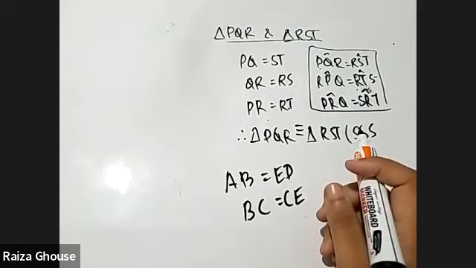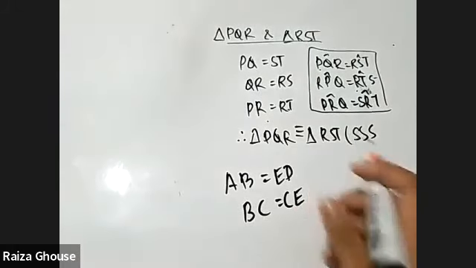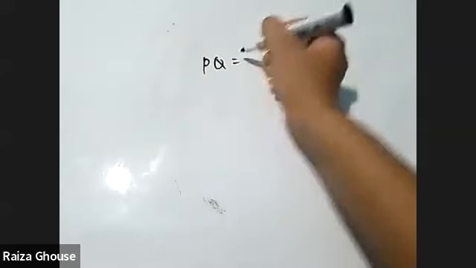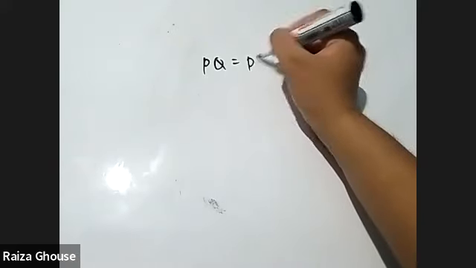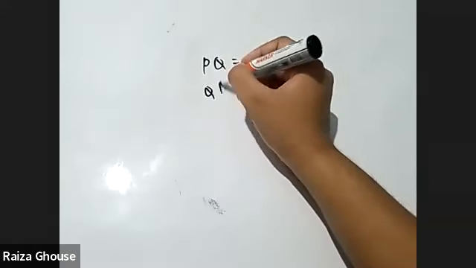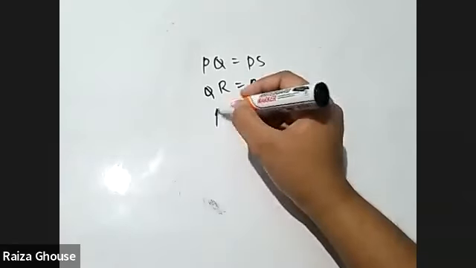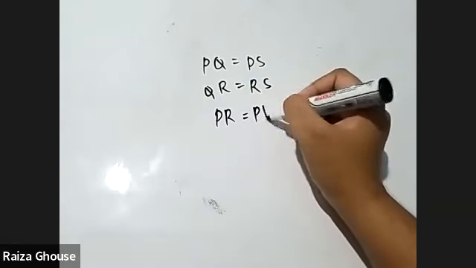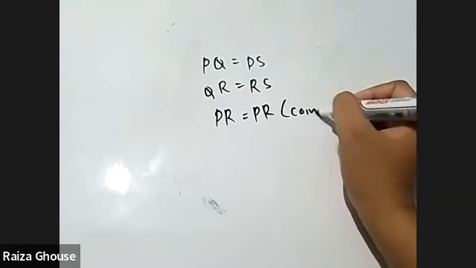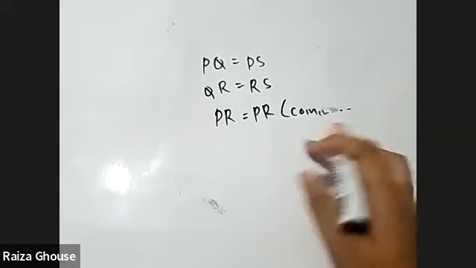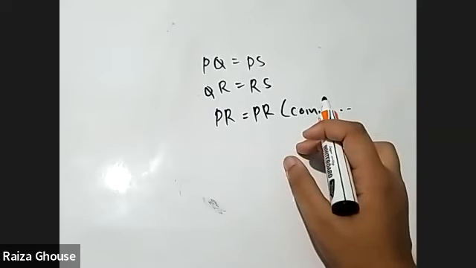Roman number six, Shaskrit, are they congruent? Yes, miss. Okay, what are the data you collected? PQ equal PS. Then? QR equal SR. Next one? PR common side, PR equal PR. So you can write, therefore triangle PQR is congruent to triangle PRS.